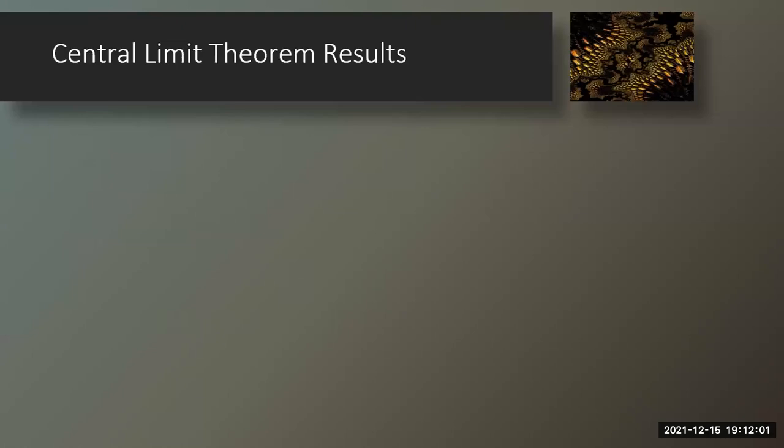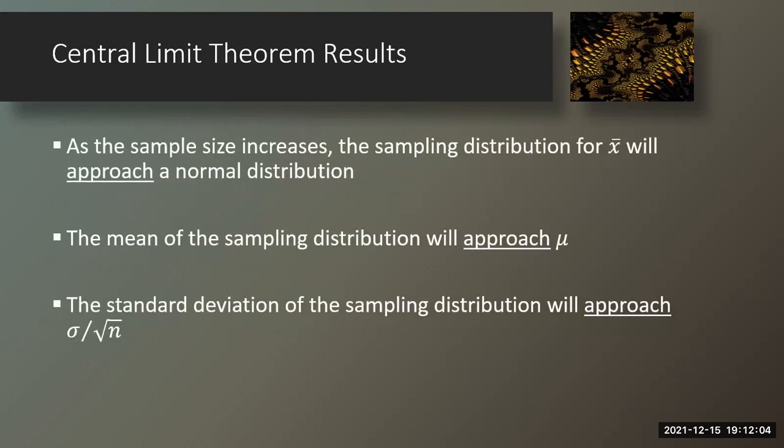That's the setup. The actual statement says that as the sample size increases, the distribution for the mean will approach a normal distribution. And the mean of that sampling distribution, if you put all those x bars together in their own little distribution, will approach the true population mean mu. The standard deviation of that sampling distribution approaches the value sigma divided by the square root of n, where sigma is the population standard deviation.